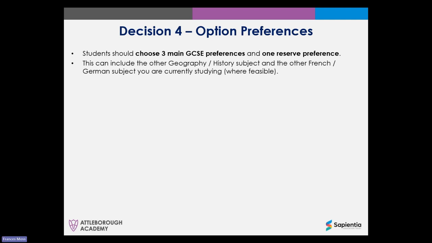So this can include the other geography or history or French or German that might not have been chosen in decision two and decision three. And you can choose either product design or graphics products, but not both, as the examination boards essentially say that the skills set for both of them cancels one another out. So that's not an us thing, that is a national thing. It is either one or the other.